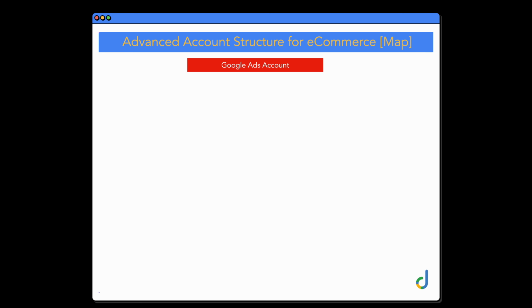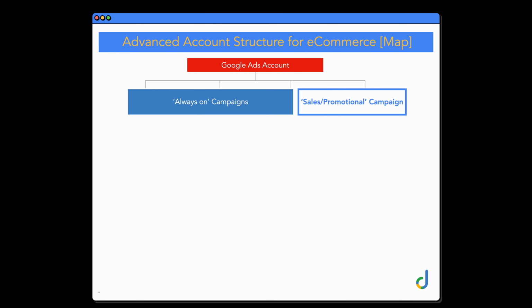So we've got our total Google Ads account here, and then there's the two core categories of campaigns that you want to be setting up. There's your always on campaigns and your sales promotional campaigns. Now, your always on campaigns, the way to think about these are your campaigns that are going to be running this time next year. So they're always going to be running in high season or low season, in high sales seasons or low sales seasons. These are your always on campaigns.